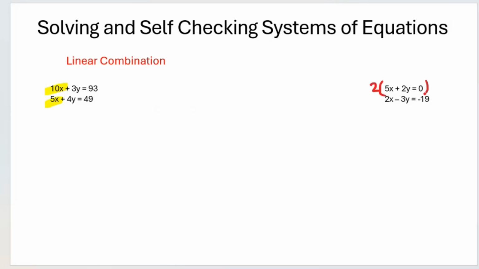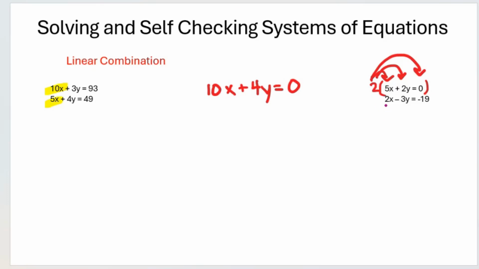Again, you multiply the entire equation by 2. 2 times 5x, that's 10x. 2 times 2y, that is 4y. And 2 times 0, well, that's still 0.